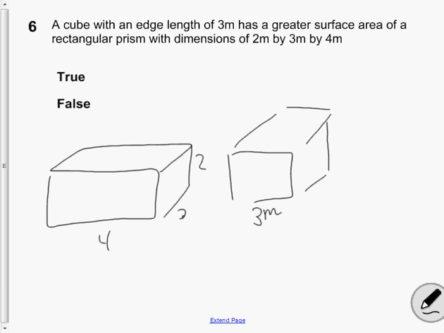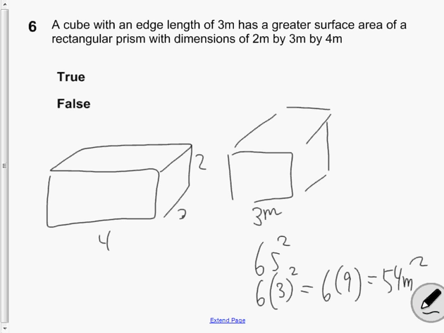Okay? So the surface area formula for this, since there's six faces that are each a square, we're going to use the formula 6 multiplied by side squared. Since the edge length or the side length is 3, we're going to put that. Since I'm running out of room, I'm going to go sideways here. 6 times 9, because 3 squared is not 6, it's 9. And therefore, the surface area of that particular cube would be 54 meters squared.